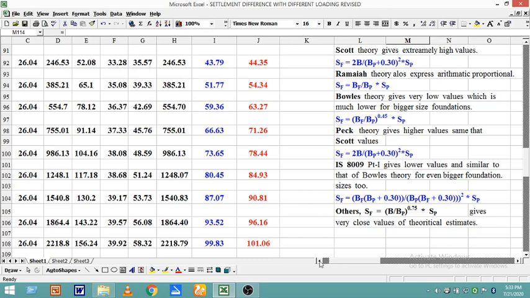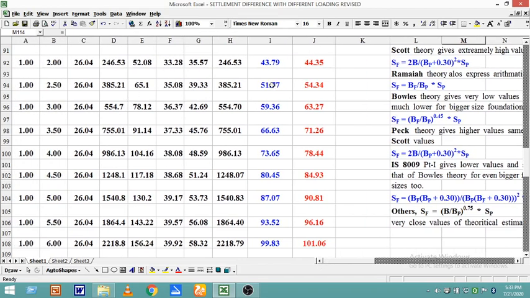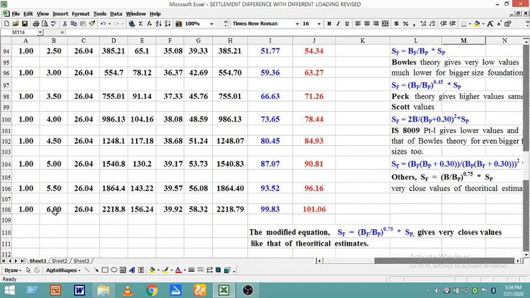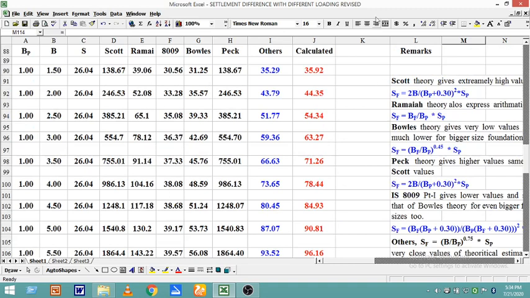For all these equations I am considering the 1 meter settlement calculated earlier, which is 26.04, with the same load. I am only changing the foundation dimension from 1.5 meter to 6 meter, and considering 1 meter as my plate size.